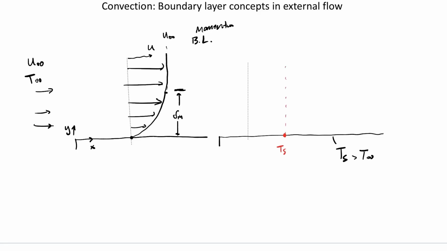As you move away from the plate, what's the temperature going to be if you get far enough out? It's going to be T infinity again. So if we get far enough out, we're going to have T infinity. We'll say this is T infinity. And you sketch those two things, connect them together, and the boundary layer looks something like this.